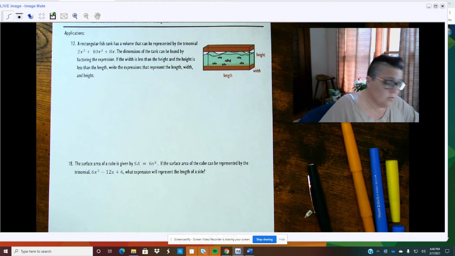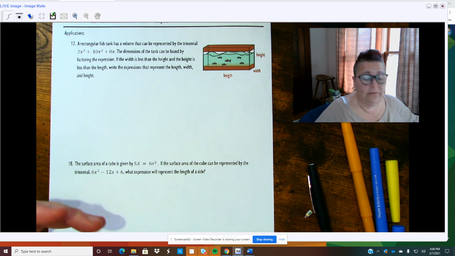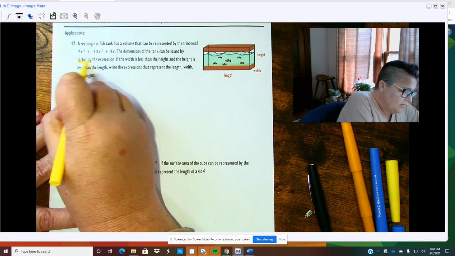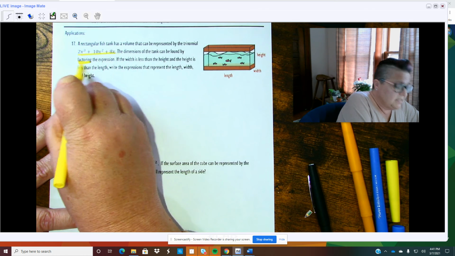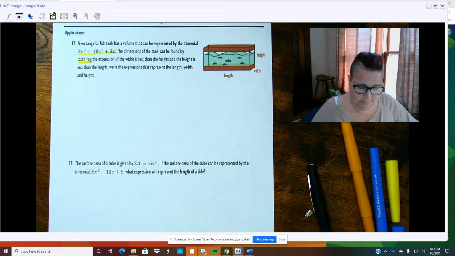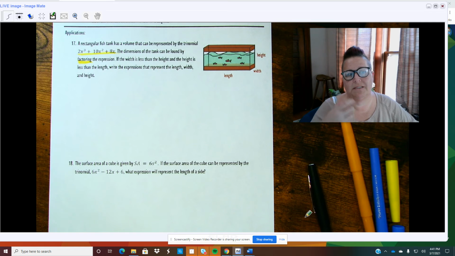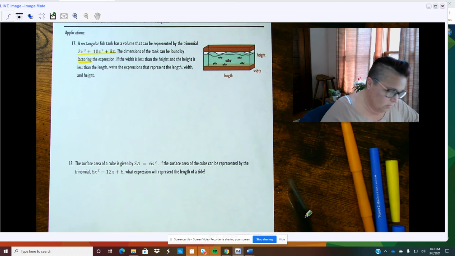This makes sense. We're working in a section where we're factoring. So even though they've given us this trinomial, they've essentially said, go ahead and factor it. If the width is less than the height and the height is less than the length, write the expression that represents length, width, and height. Oh, so they've given us an order and they kind of want us to assign length, width, and height, it looks like. Okay, we got this.